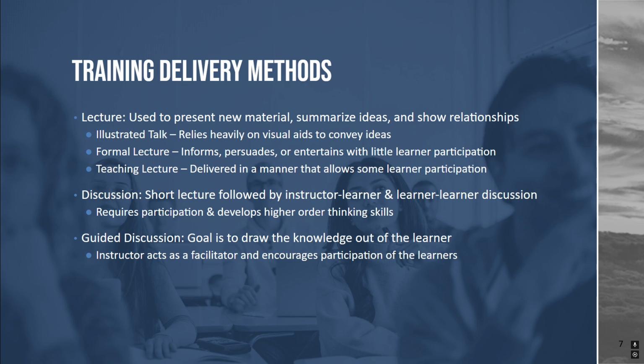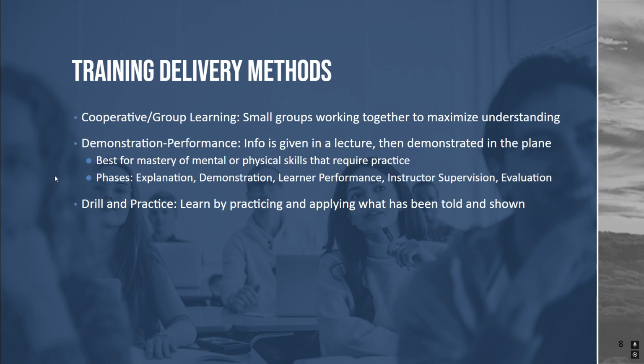And there's a guided discussion. So again, a learner needs to have some level of knowledge of the topic to be discussed, and the instructor acts as a facilitator and maintains the control and direction of the conversation. Next is cooperative learning. Cooperative learning or group learning is when small groups work together to maximize understanding. Like flight instructing, the CFI training is in this method. You're working with the student in order to maximize understanding. So students work with their instructor, and it requires active student participation.